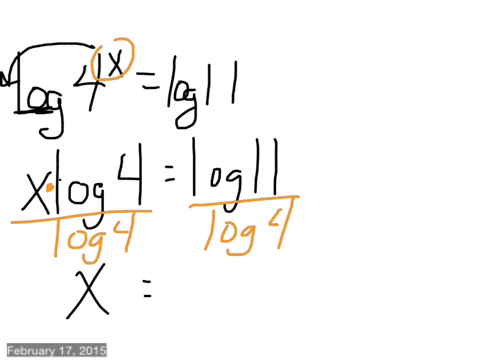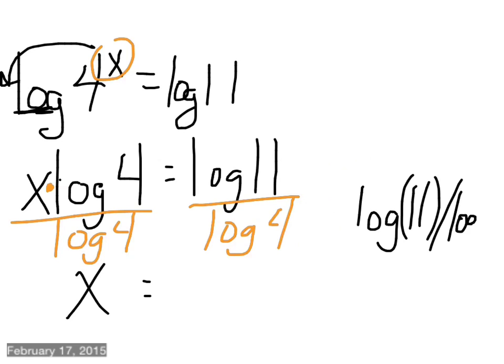Okay? You actually have to physically take your scientific calculator or graphing calculator and type in the log of 11 divided by the log of 4. And you will, yes, get decimals. Okay? And correct to so many decimal places, probably like 4. What's our answer?